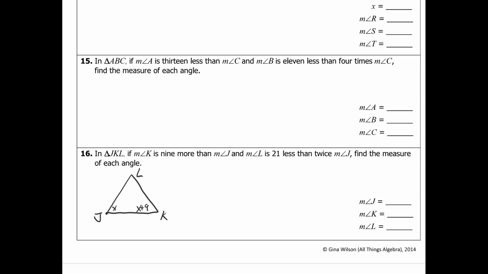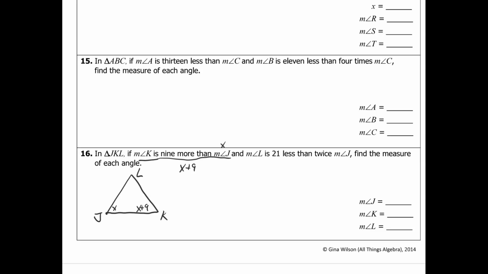All right, now if only we related the other one to angle J or K, but let's see what we have here. Angle L is 21 less than twice angle J. Well, that's pretty convenient because I already named angle J x, right? So now I've got 21 less than twice x. We called this one x, which we just got lucky and did, and then we've got x plus 9. And we did that for angle K.